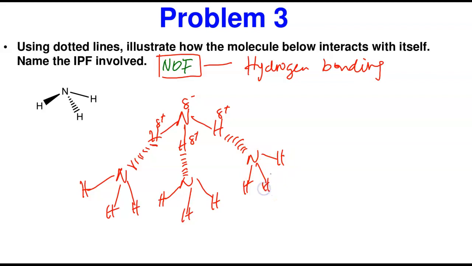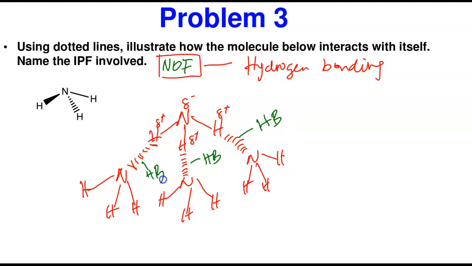This one, and then you can also connect another one from here. It doesn't matter. You can decide to connect another one from here. So this is how this particular molecule interacts with itself. And these bonds are what we call the hydrogen bond. This is a hydrogen bond.